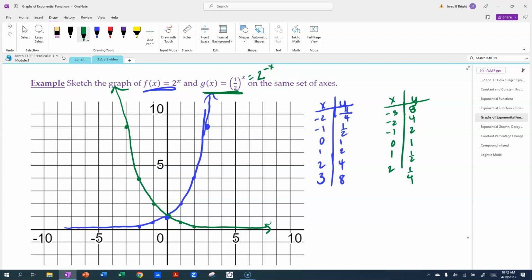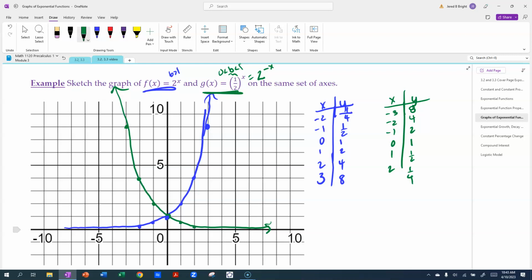Other than that, what did we talk about in the last video? We talked about the y-intercept being at (0, 1) for the base functions. Yep, we see that. We see that the blue function is increasing when b is greater than 1, and here we have b being between 0 and 1. In that case, we said it would be decreasing and concave up, and similarly for b greater than 1, we said it would be increasing and concave up.